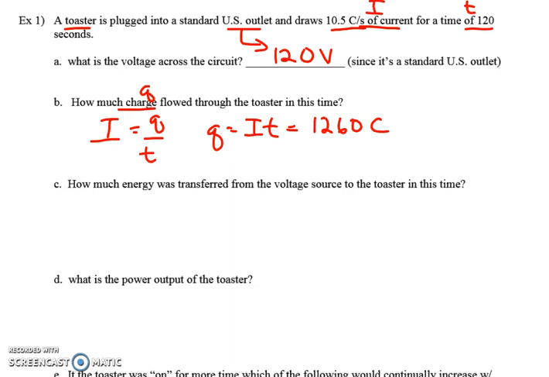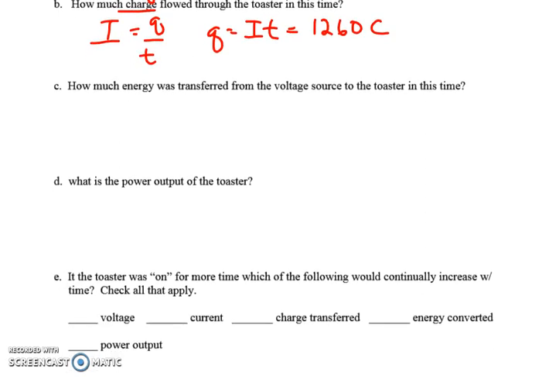You might say, wait, that's 1,200 lightning bolts' worth of charge. Isn't that really dangerous? The answer is no, because remember, there are basically limitless charges in the circuit. It's all neutral. It's not like a buildup of charge. So you're not going to get shocked by 1,200 lightning bolts' worth of charge.